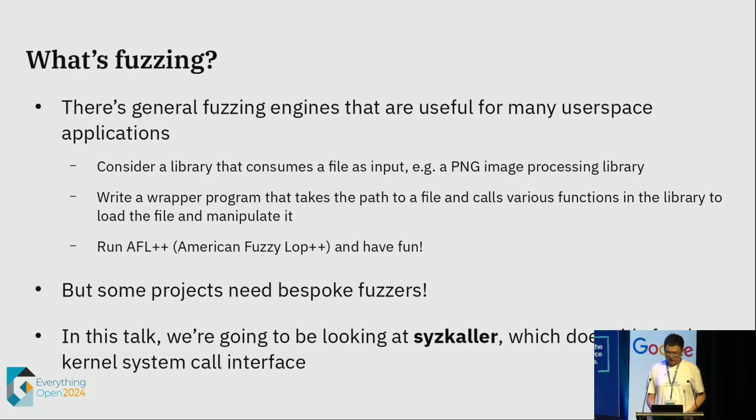Or perhaps your fuzzing target is the Linux kernel, in which case your fuzzing input takes the form of not a file that you're generating, but a program that you have to run on a computer that's going to crash if you successfully fuzz it. So this is a little bit of a challenge. And so what we're going to look at today is syzkaller, which is a bespoke fuzzer focused on the kernel system call interface.